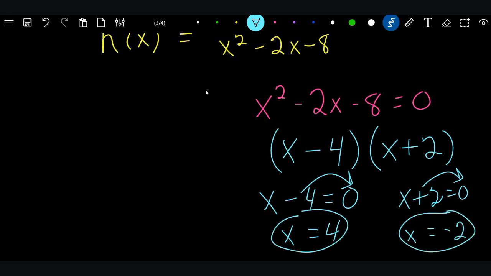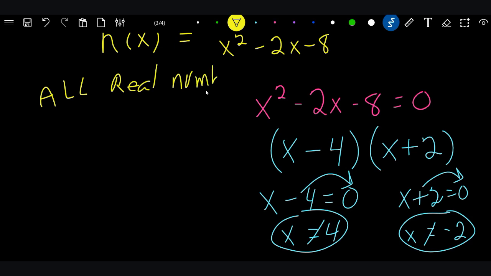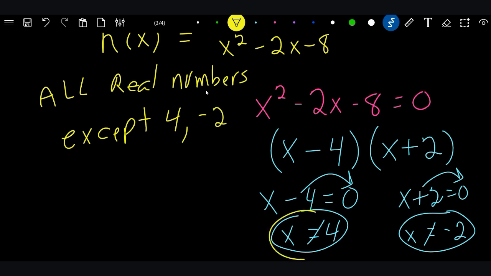Or remember what we said in the last chapter. Better said, it's x cannot equal 4 and x cannot equal negative 2. So here's how you would write this one. You would say all real numbers, and then you'd say something like except 4 and negative 2. Something like that. Or you could actually write it with x cannot equal 4 and x cannot equal negative 2. However you want to do that.